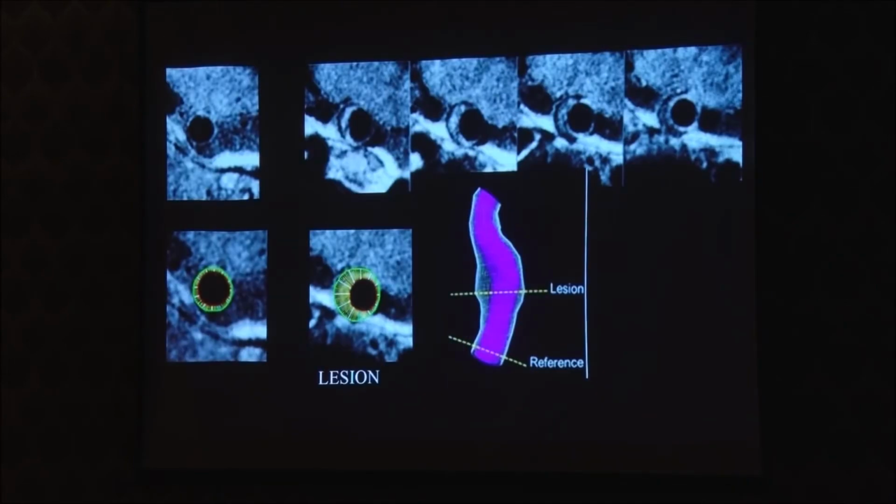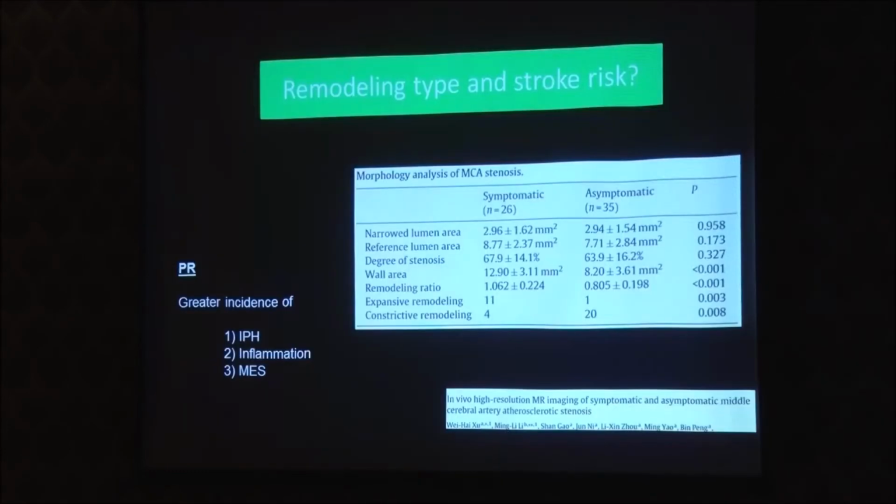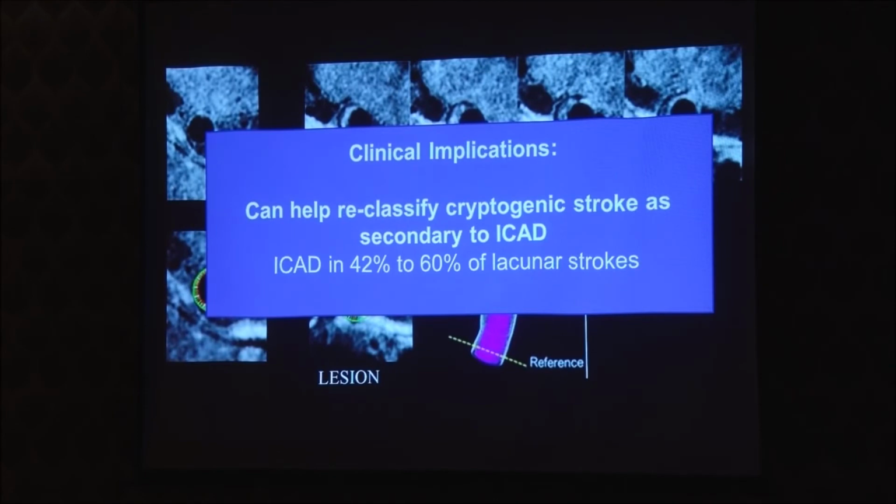And in the vessel wall imaging, you see the outer lining of the artery is still preserved. In fact, the artery has expanded. And if you see, the lumen is also relatively preserved. So this is a positively remodeled plaque. So why is it important for a clinician?